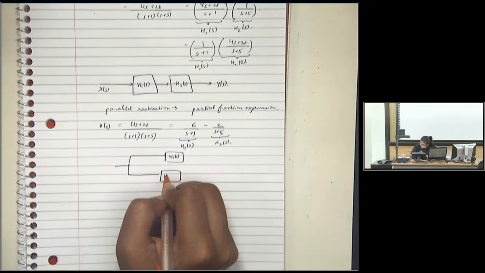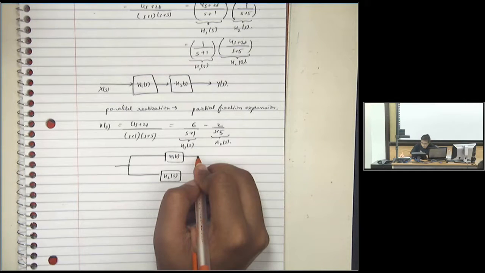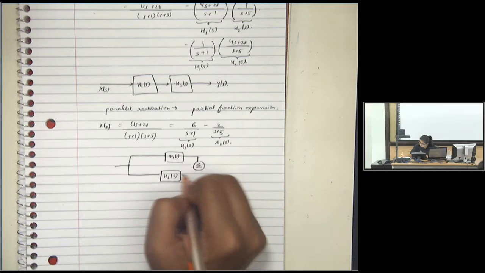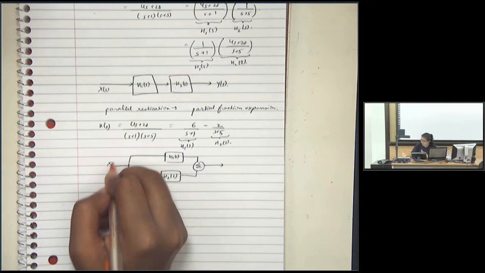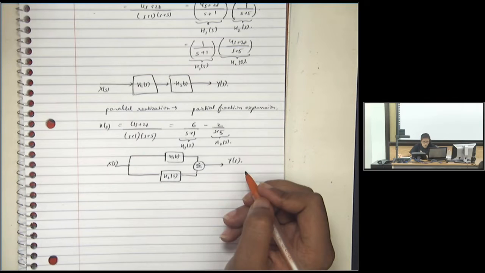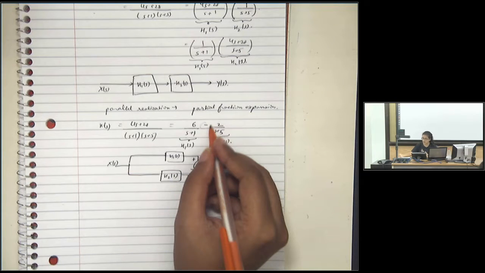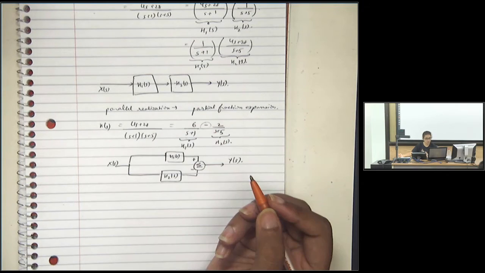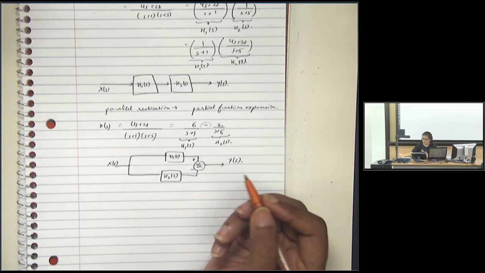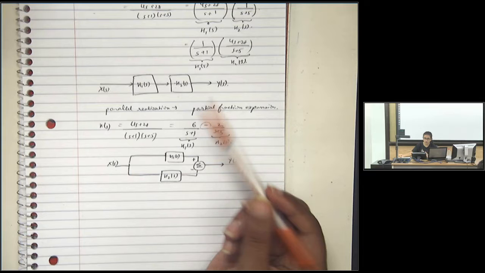H1(s), H2(s), and then a summation. So X(s) is my input, Y(s) is my output. Okay, and here's a plus and here's a minus sign because of this minus sign over here. All right, so the same system can be realized in cascade or in parallel form.